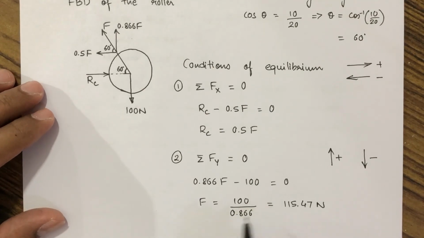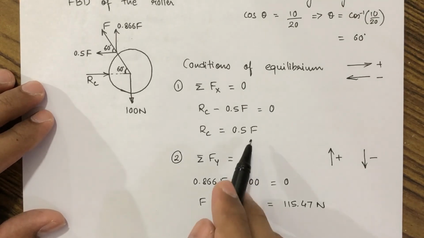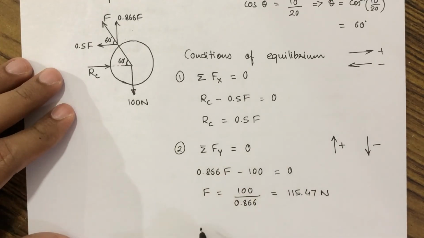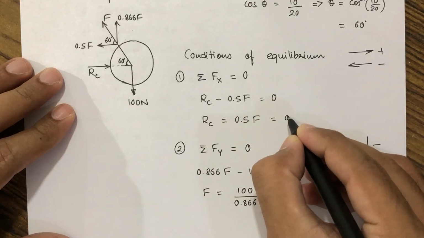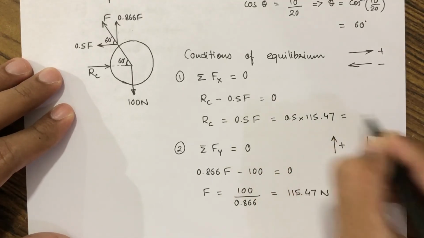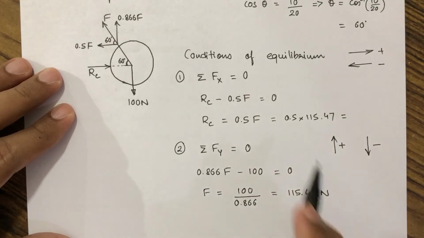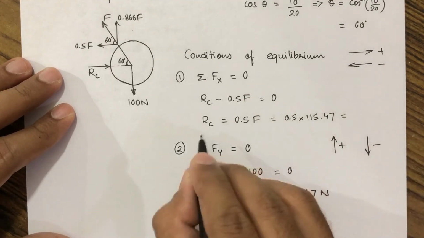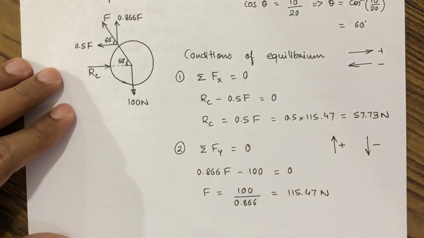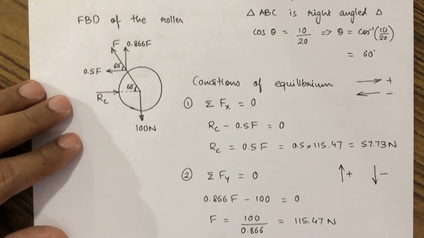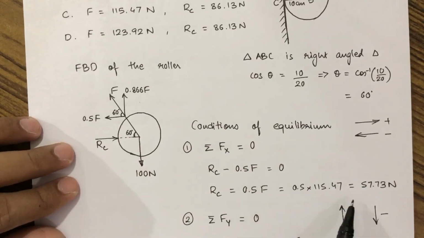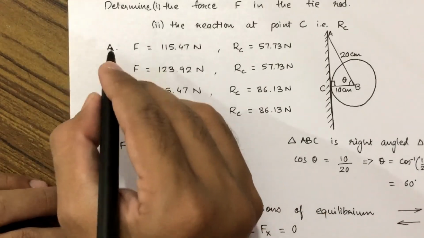Now, this value of F, we can substitute in this equation. So when we substitute it, we get 0.5 into 115.47. On solving this, we get the value of RC. RC value comes out to 57.73 Newton. Okay, so here F is 115.47 and RC is 57.73. So the correct option is option A.